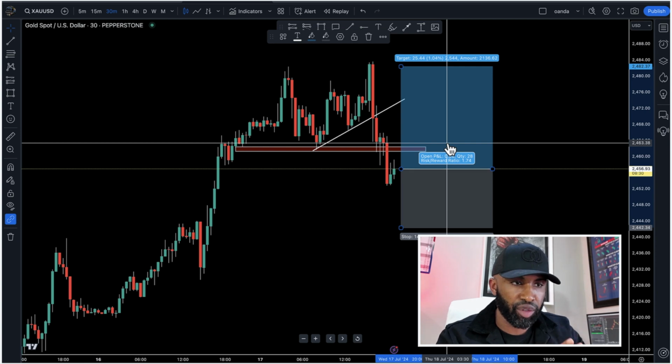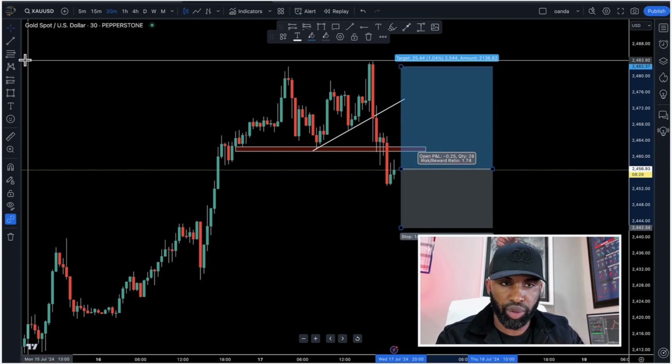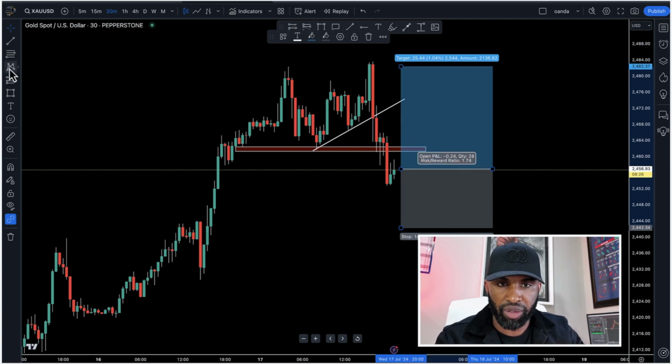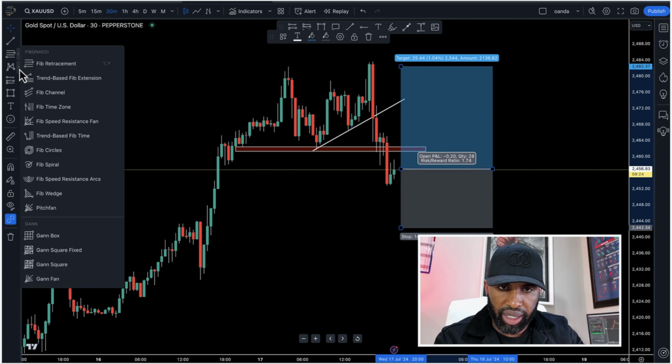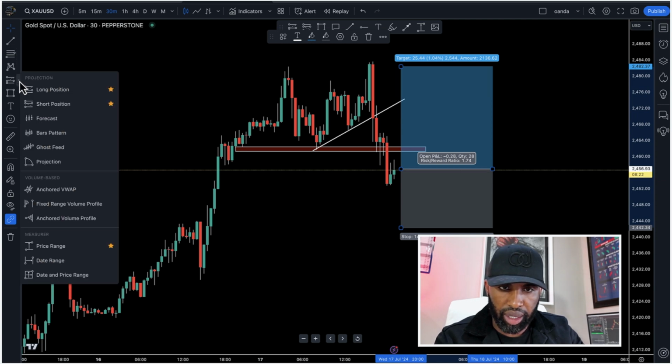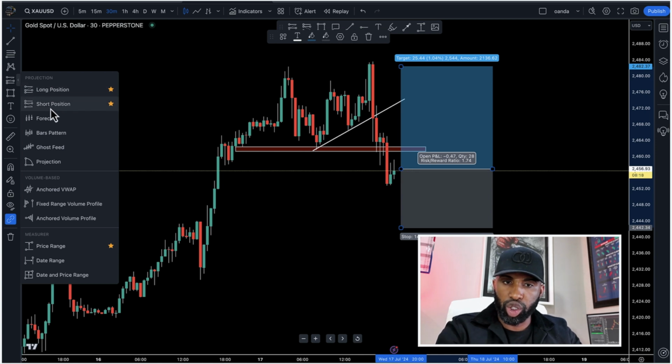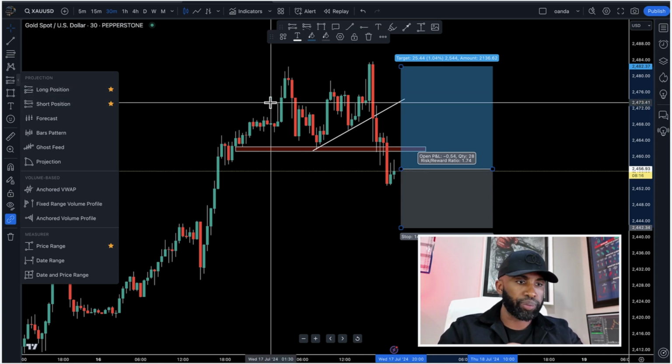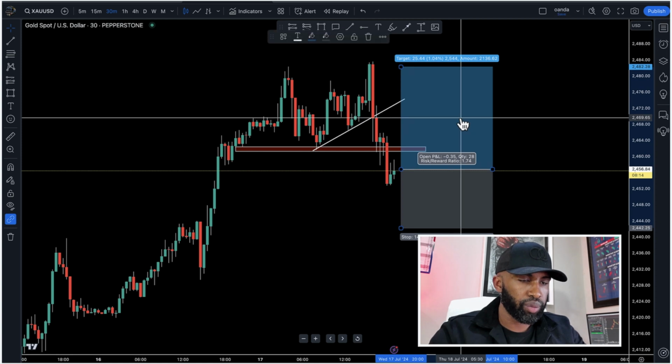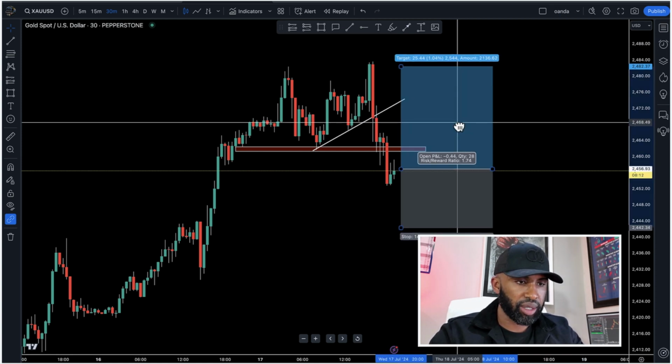So if you have this tool open, where will you find it? I've had it here highlighted as my favorite for a long time. You have it under projection. It's long position, short position. That's where you have it in TradingView.